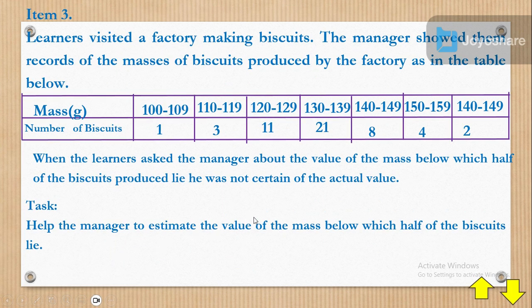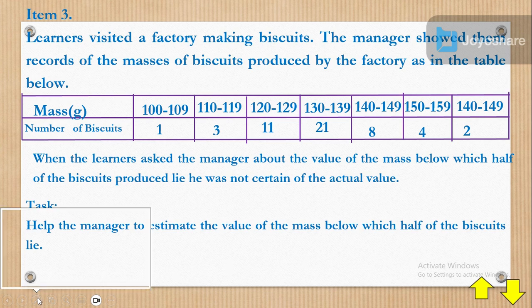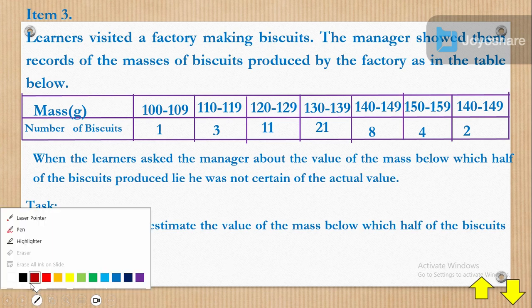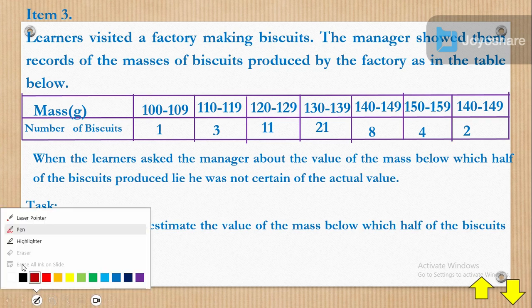Okay, good. We have now moved on to item 3, and guess what? Item 3 was examined or brought from the mighty statistics. Okay, let's go there. Start off without wasting time. Now, I know all of you are familiar with statistics, and I know this will just be a walkover for us all.